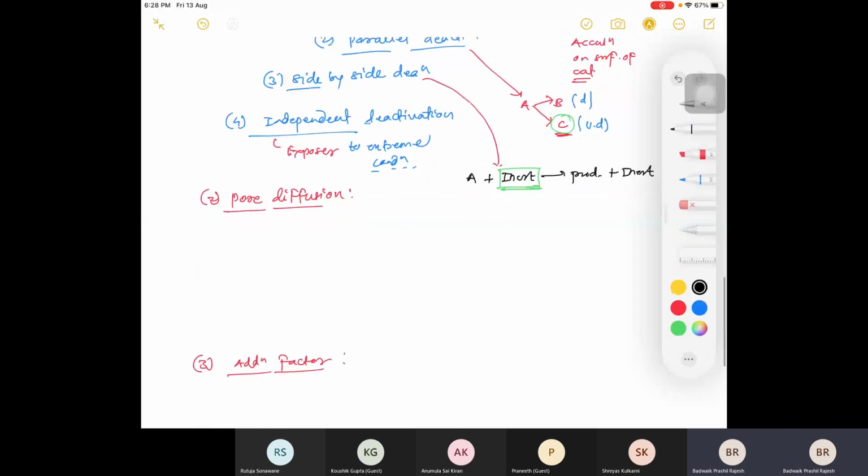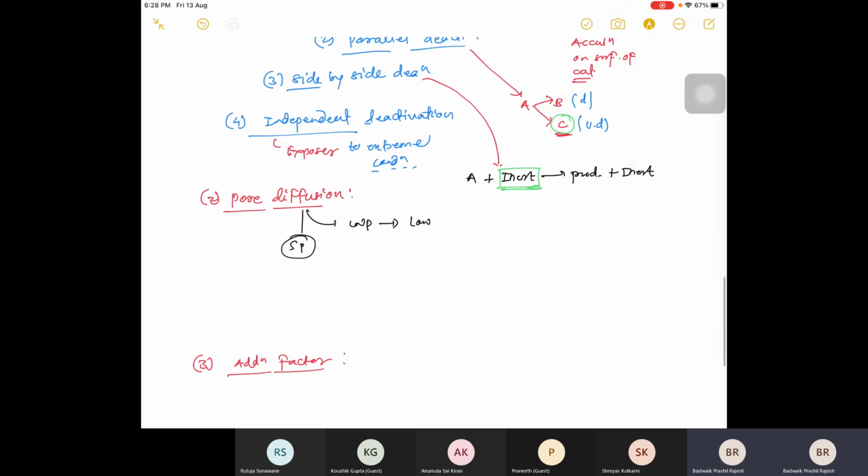Okay, now pore diffusion. So pore diffusion सबने पढ़ा है, right? Pore diffusion में क्या होता है? There are two types. One is weak pore and second is strong pore. So weak pore में क्या रहता है? In weak pore the resistance to mass transfer is low. So I am writing here mass transfer resistance is negligible.